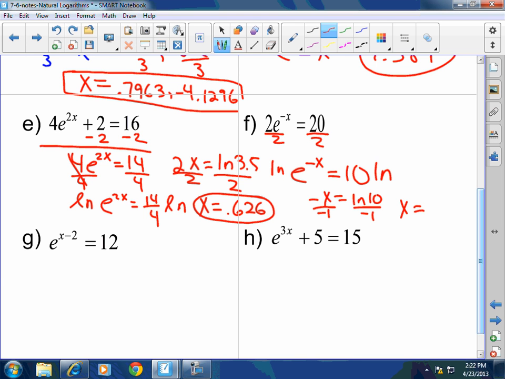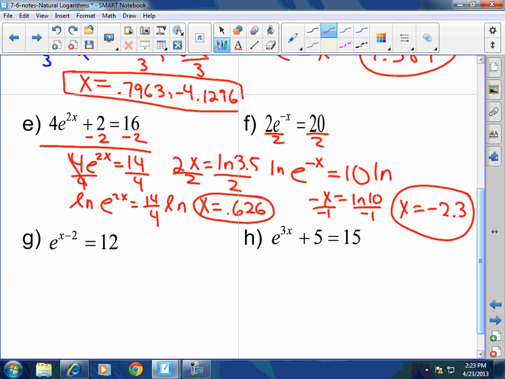What is it going to be, guys? Negative 2.3. Very good. Negative 2.3. Very good. Next. E to the x minus 2 equals 12.